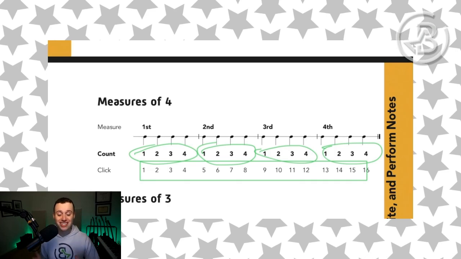So there were 16 claps. There were 16 counts total. But every time I looped around, every time I finished a measure, I went back to 1.